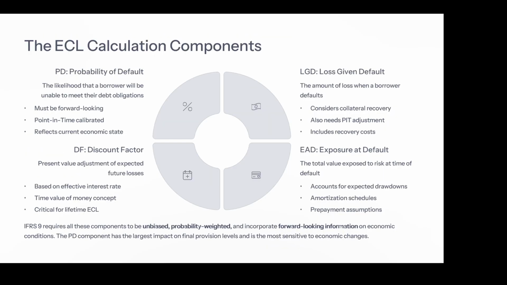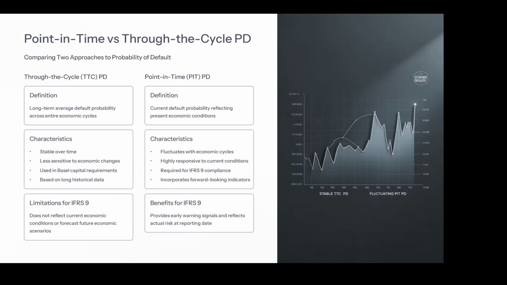The components of ECL are PD, forward-looking and point-in-time; LGD, loss given default, which considers recoveries and costs; EAD, exposure at default, including expected drawdowns and repayments; DF, discount factor, bringing future losses to present value.